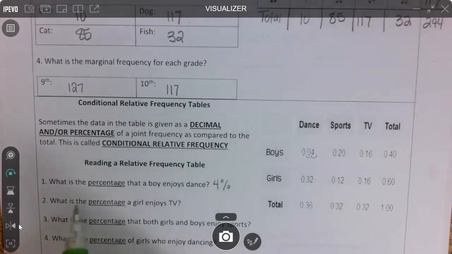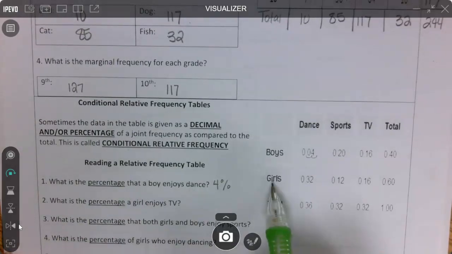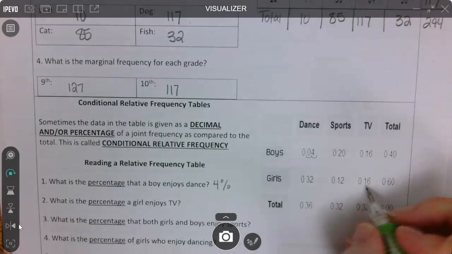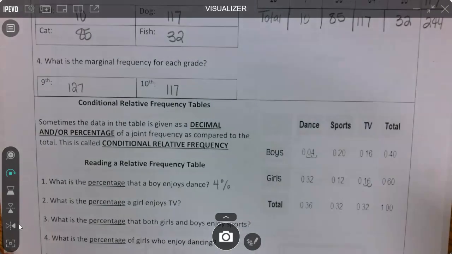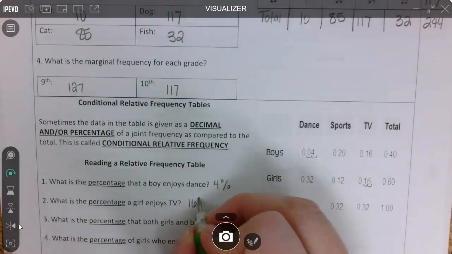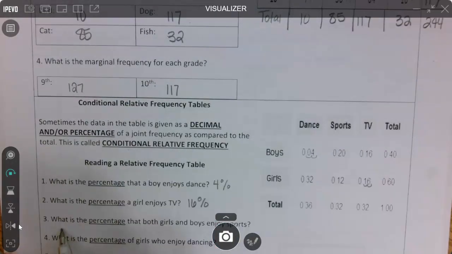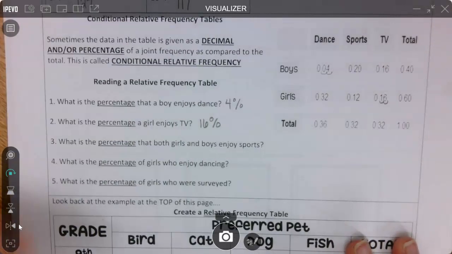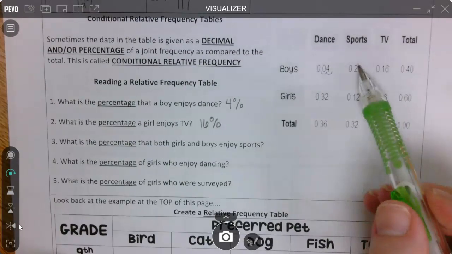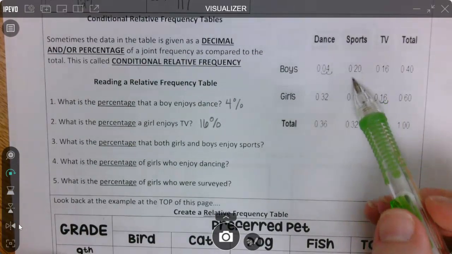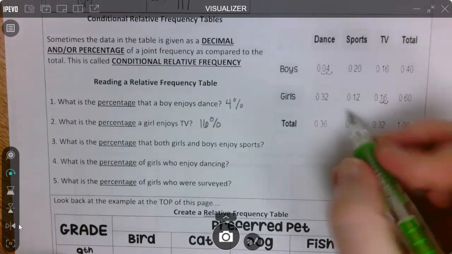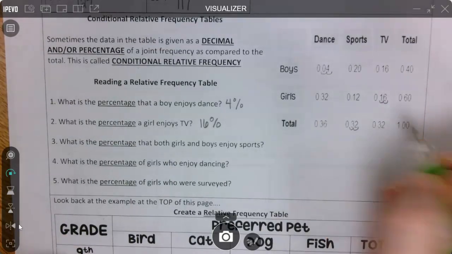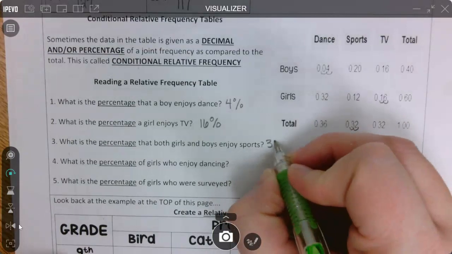Number 2, what is the percentage a girl enjoys TV? Girls, TV. We're going to move this decimal 2 places to the right, and that's going to give us 16%. What is the percentage that both boys and girls enjoy sports? So let's look at the sports column. And then the total we got was 0.32. So we're going to move that decimal 2 places to the right. That's going to give us 32%.